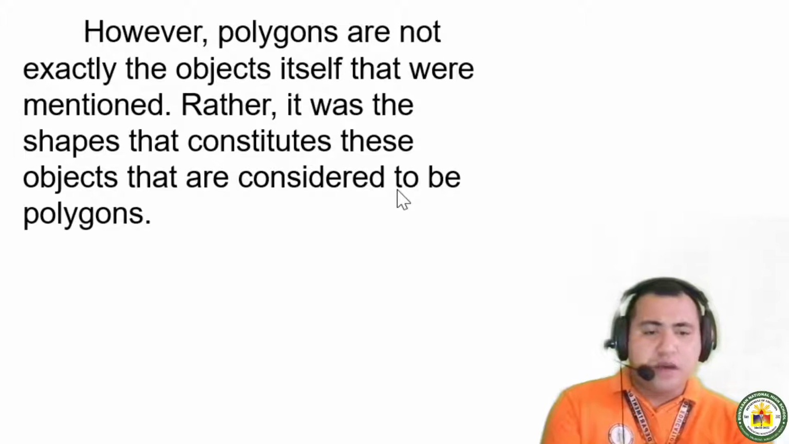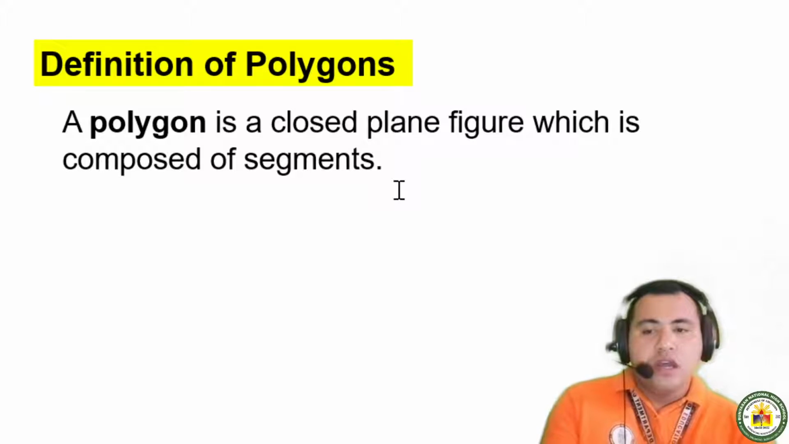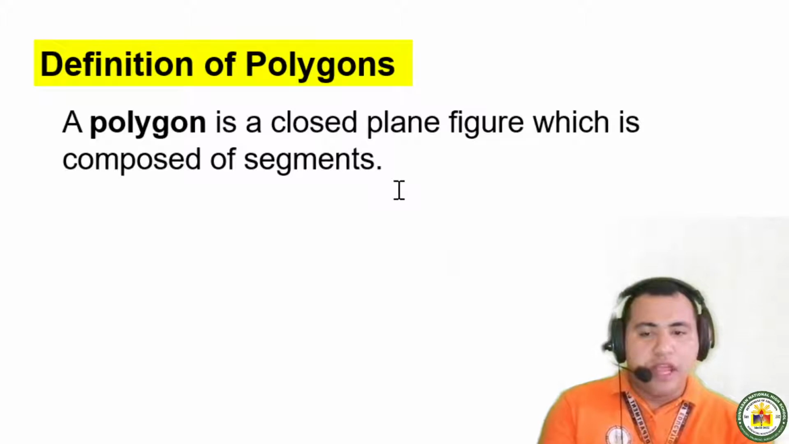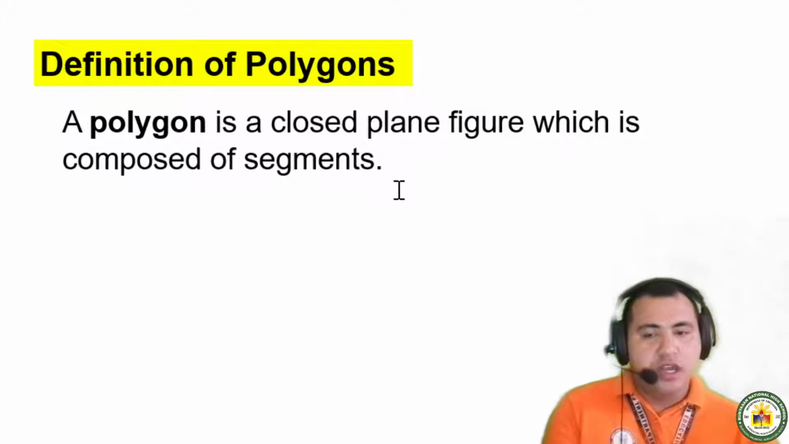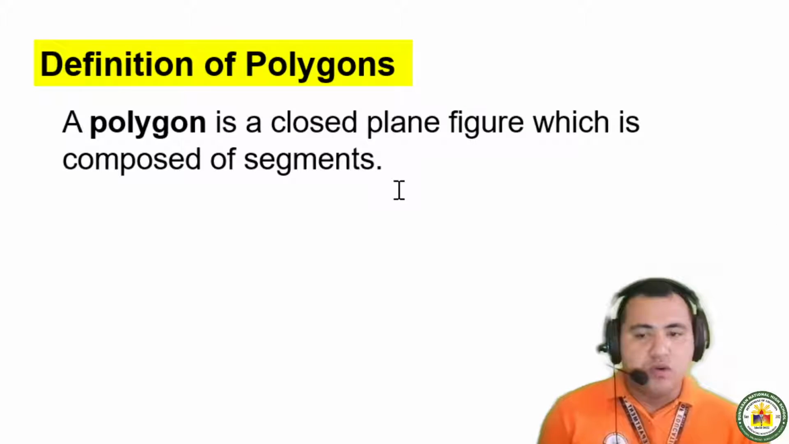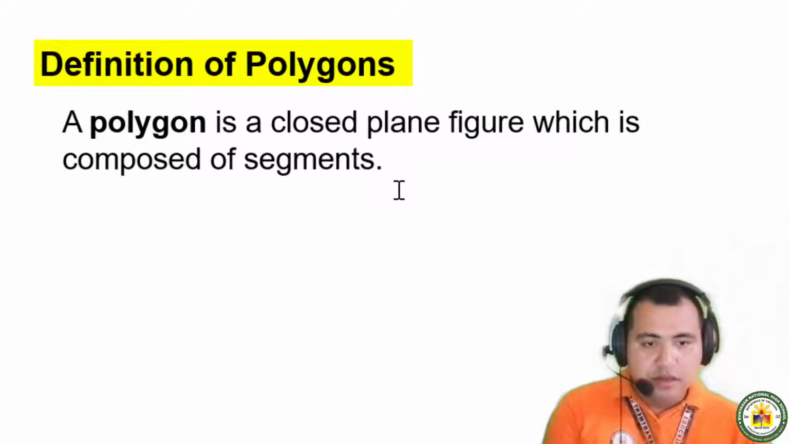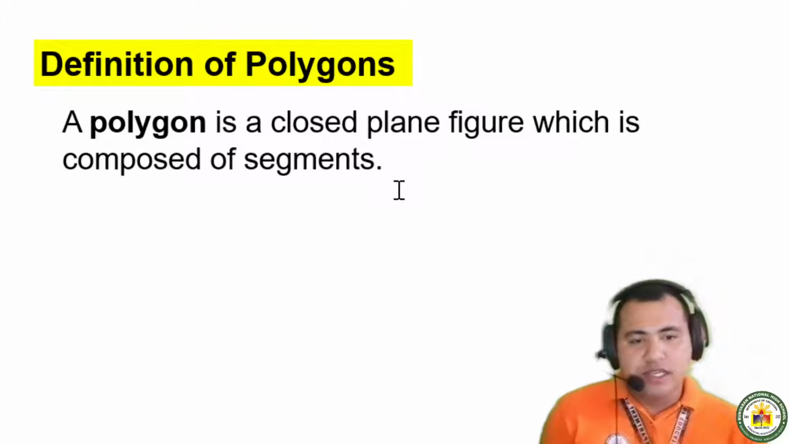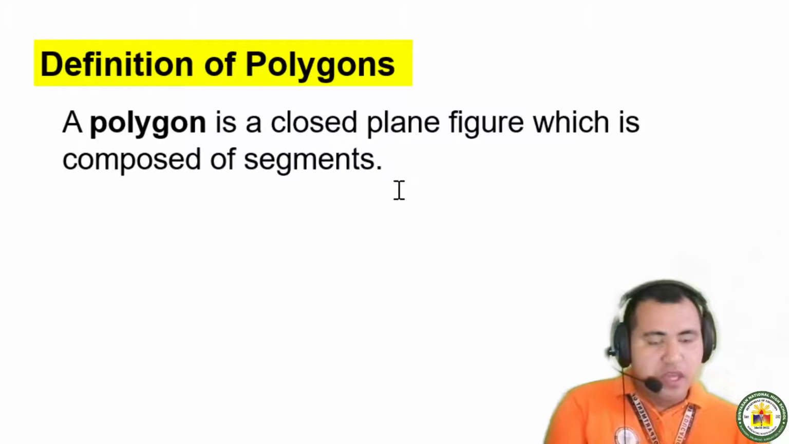But then what is a polygon? Let's start with the definition of polygons. A polygon is a closed plane figure which is composed of segments. As we discussed in our previous video, it's all about planes. We discussed planes and gave examples of planes. So a polygon is a plane figure.